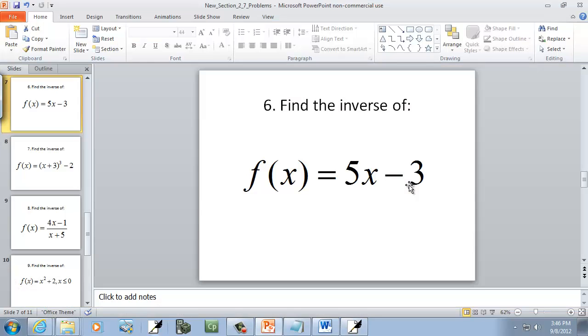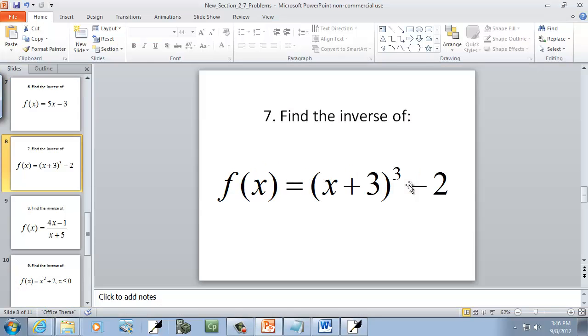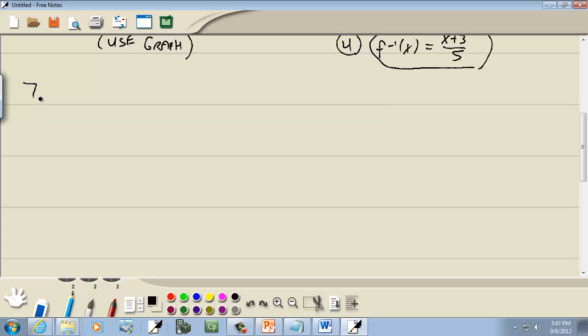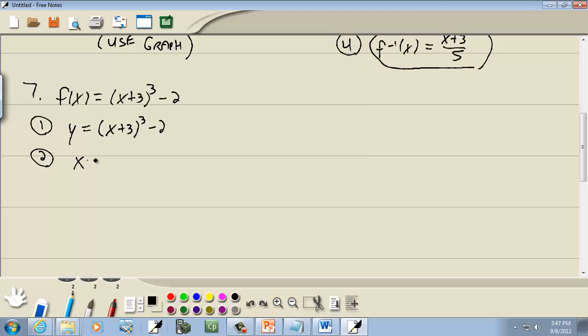Let's take a look at another problem. Let's see, this is 7. We've got f of x is equal to x plus 3 to the third power minus 2. Okay, our first step is replace f of x with y. I'll put that in. Step 2 is to interchange x and y. So this becomes x equals y plus 3 to the third power minus 2. Now step 3 is to solve for y. So I take negative 2 to the left side, becomes a positive 2. We're trying to get y by itself.